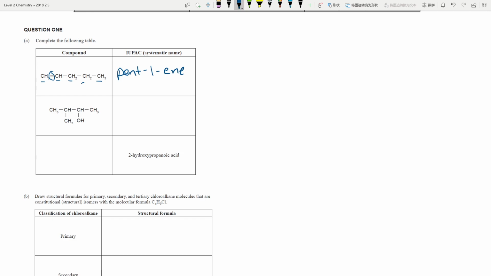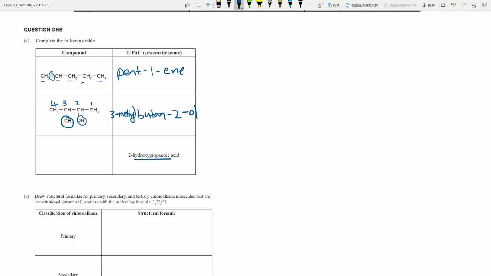All right, next one. This is an alcohol group. You have 1, 2, 3, 4 carbons in the longest chain, so this is butan-2-ol. And then on the third carbon you have a methyl group, so this is 3-methylbutan-2-ol.